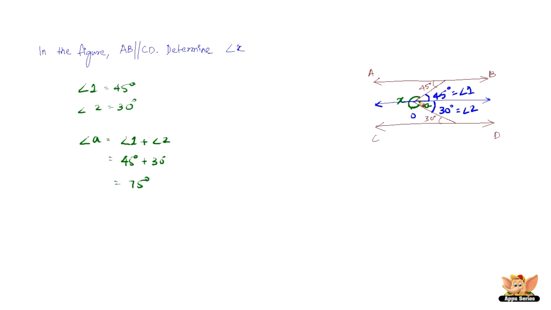So what is X? Now angle about a point is 360 degrees. So X equals 360 degrees minus 75 degrees, or angle A, which is nothing but 285 degrees. Therefore, X equals 285 degrees. So apart from knowing a little bit of parallel lines and the angle relations, we also need to know a little bit about angle around a point, reflex angle, and those kinds. Let us solve another one.